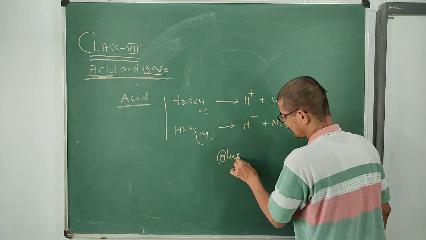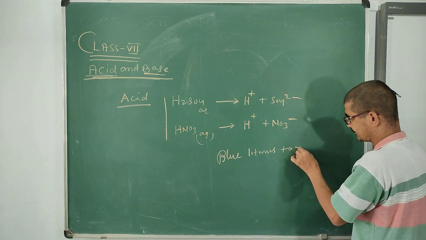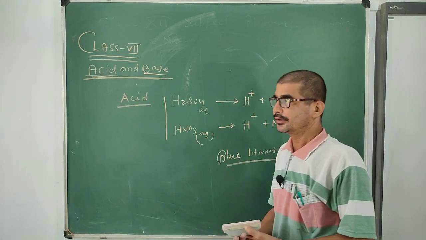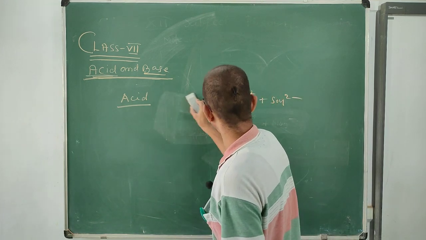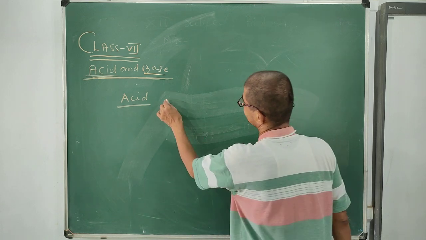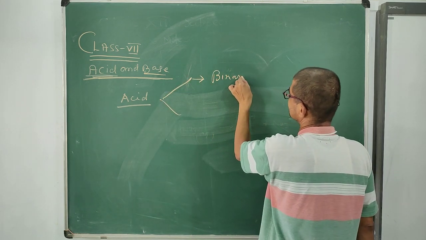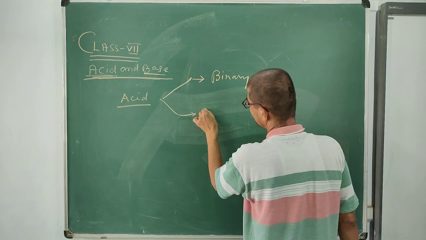It turns blue litmus to red. Okay. Now, acids are generally of two types: binary acid and ternary acid.